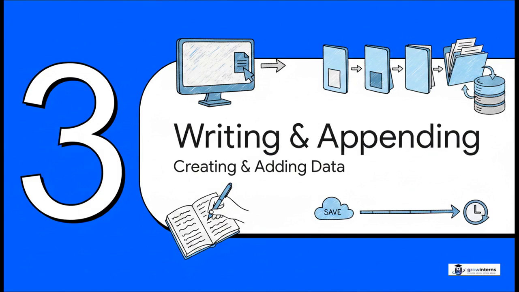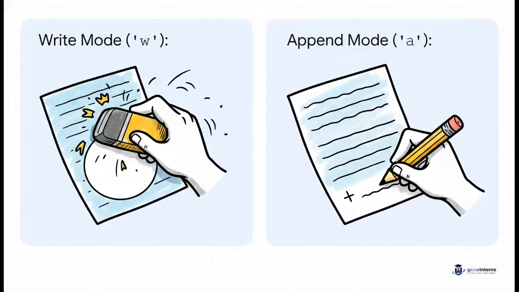Awesome, we can read data now, but what about creating our own? Let's switch gears and look at writing and appending, which is how we actually save our program's data for the future. Okay, listen up, because this is probably one of the most critical distinctions you need to know. You have two main modes here, w for write and a for append. Think of w as wipe and write.